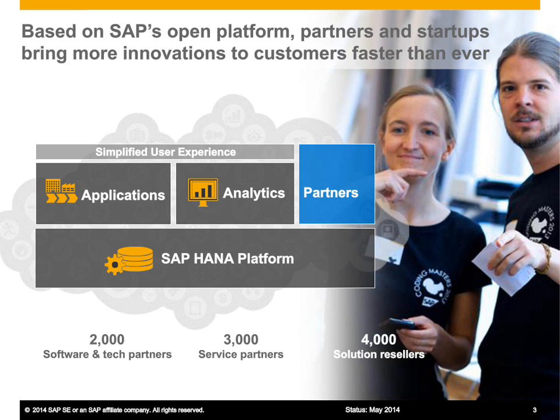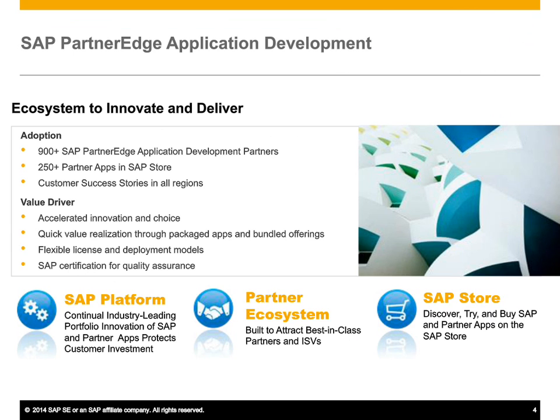Now, to drive this platform ecosystem activities, to reach out to a large number of partners, and to build an industry-leading ecosystem and attract the best-in-class software companies out there, we have set up Partner to Application Development. Since the launch 1 year ago, we have more than 900 partners in this program who work with the respective technologies like Mobile and HANA Cloud to develop packaged applications which are available for our customers to consume.